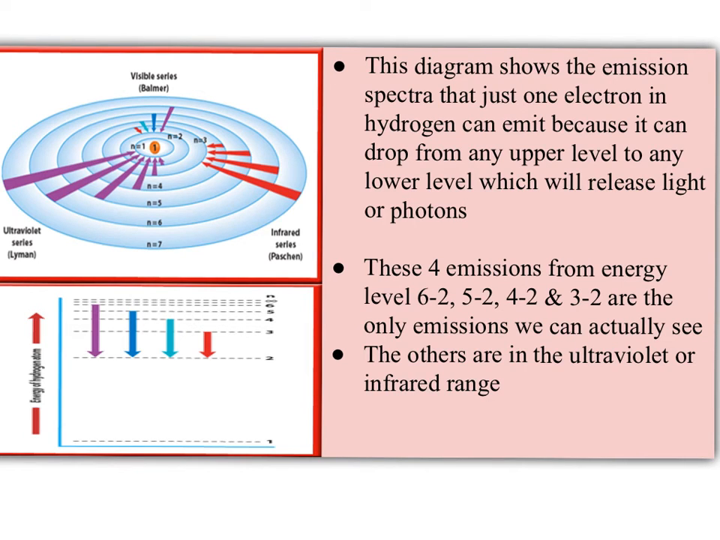We see purple emitted when it drops from level 6 to 2. We see more of a blue emitted when it drops from 5 to 2. We get into the green range when it drops from 4 to 2. And then we see the red when it drops from 3 to 2, which makes sense. 6 to 2 is the biggest drop, so we see the highest energy release there, the highest frequency light, which is purple. And then 3 to 2 is the smallest drop, so that's going to be the lowest energy light we can see, which is red.